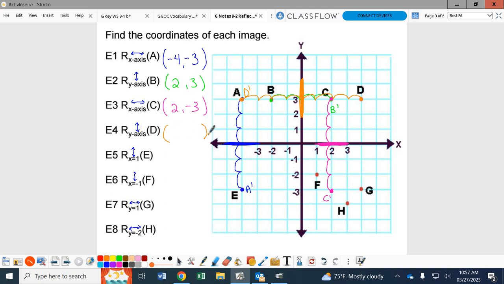What ordered pair is that at? Starting from the origin, guys. Start from the origin. Where does that go? -4, 3. Nice.